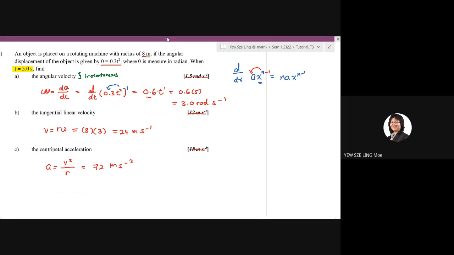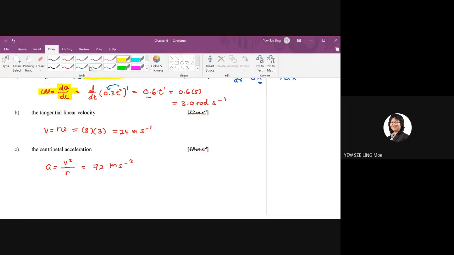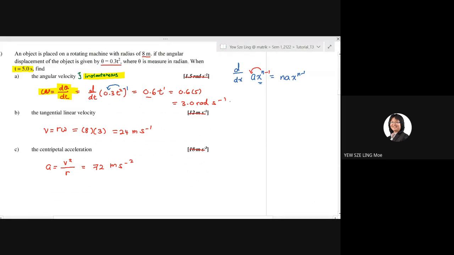So the purpose of this question is to show you how to do the differentiation when it involves instantaneous velocity. Now next, what I want you to do is add one more question, so that you can see the difference between instantaneous and average angular velocity. So add one more question: calculate average angular velocity.